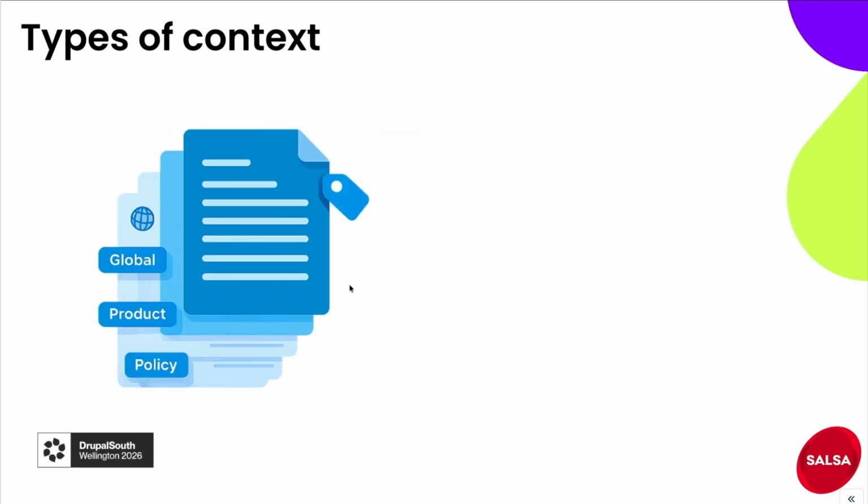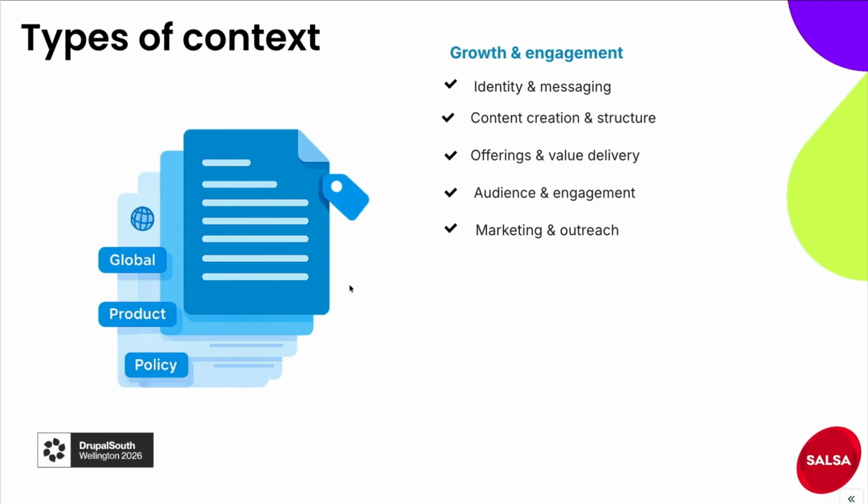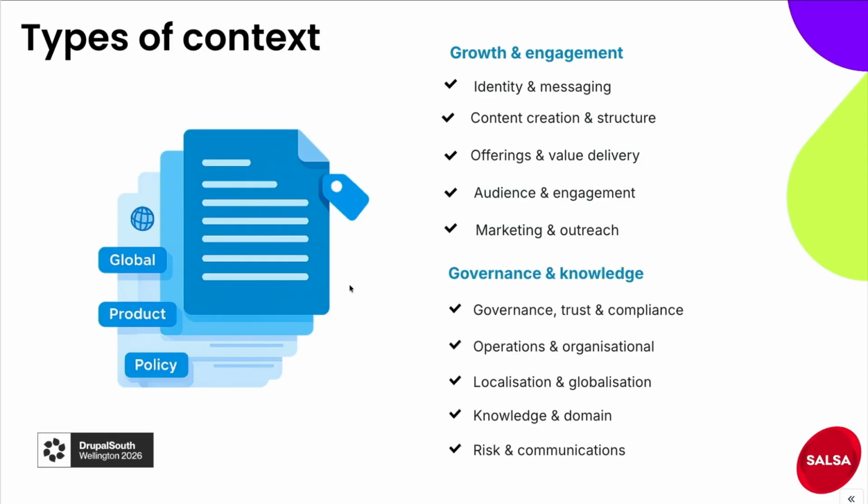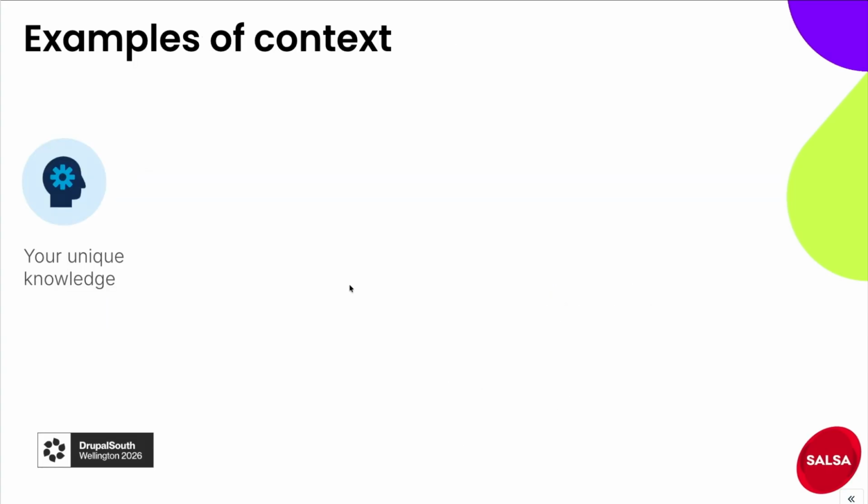So let's now talk about what the types of context are. Again, I'm going through this very quickly because I think the demo is the more interesting part, at least I would be more interested in that. Some types of context would be, for example, content creation and structure, or marketing and outreach context, or the knowledge and domain, or maybe your governance, trust, and compliance. And this slide gives you some examples of context as well.